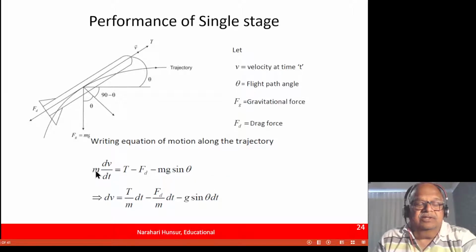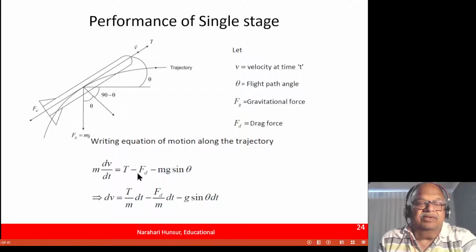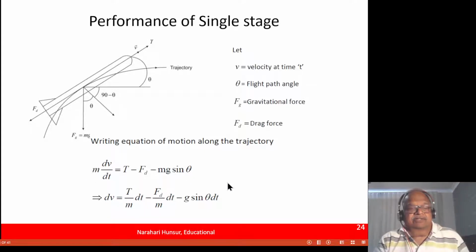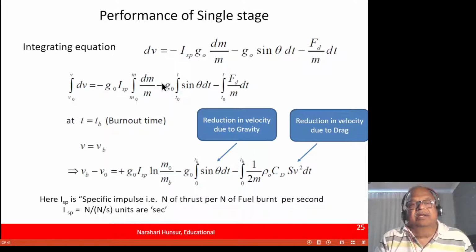Now you can, of course, simplify the equation by dividing by m on the right side. M is basically not a constant, of course, because you are burning propellants, but we'll handle that later. In this case, we just simply take m on the right side. It will be T by m dt minus F_D by m dt minus g sine theta dt. So if I integrate this equation, dv is equal to minus g sine theta, integrating, I'll get this equation, Isp into g naught into dm by m. Again, I'm skipping many steps. You will see in your class notes later.